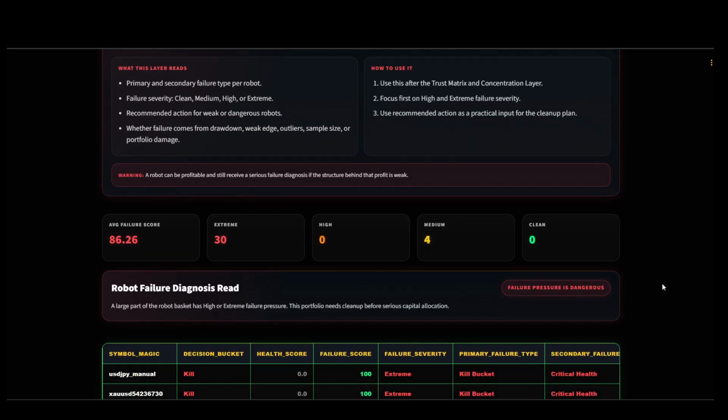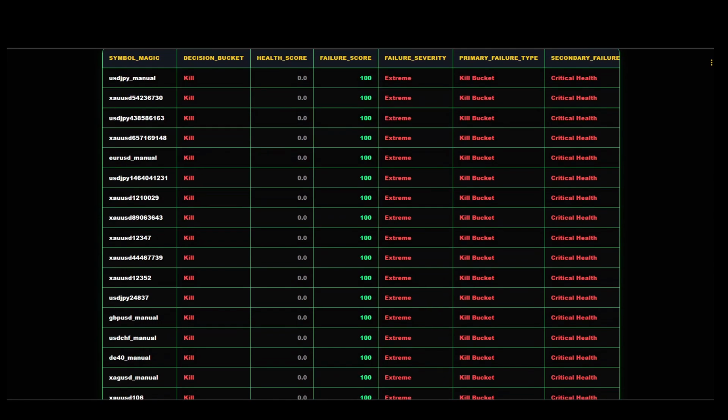Now we move into the actual robot failure diagnosis layer table. And this is where the workflow starts exposing the real structural failure map behind the robot basket. Immediately, we can see that a large part of the portfolio is sitting inside the kill bucket with extreme failure severity. Many of these robots show health scores near 0, failure scores near 100, and structural classifications like critical health or kill bucket profiles. So at this stage, the workflow is no longer treating these robots as temporary weak performers. It is identifying them as structurally dangerous components inside the portfolio ecosystem.